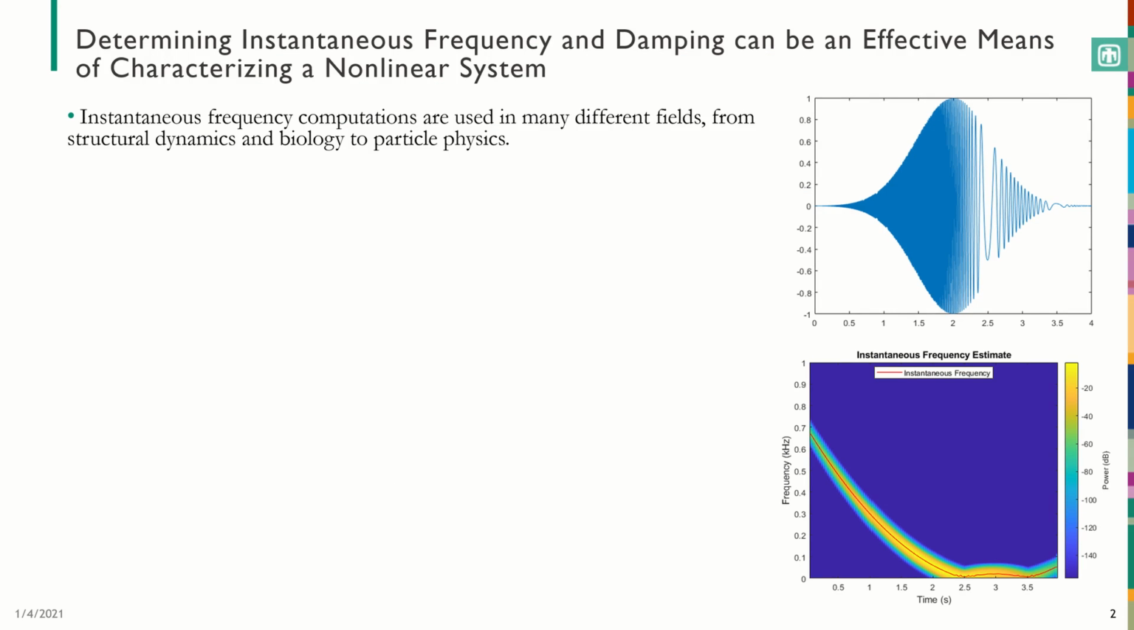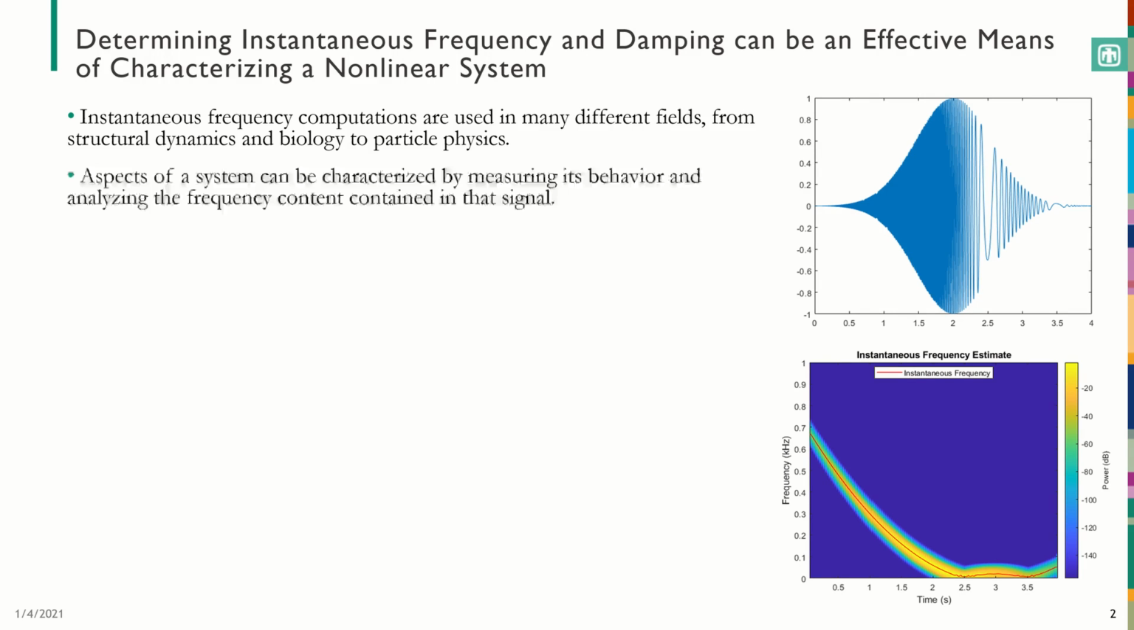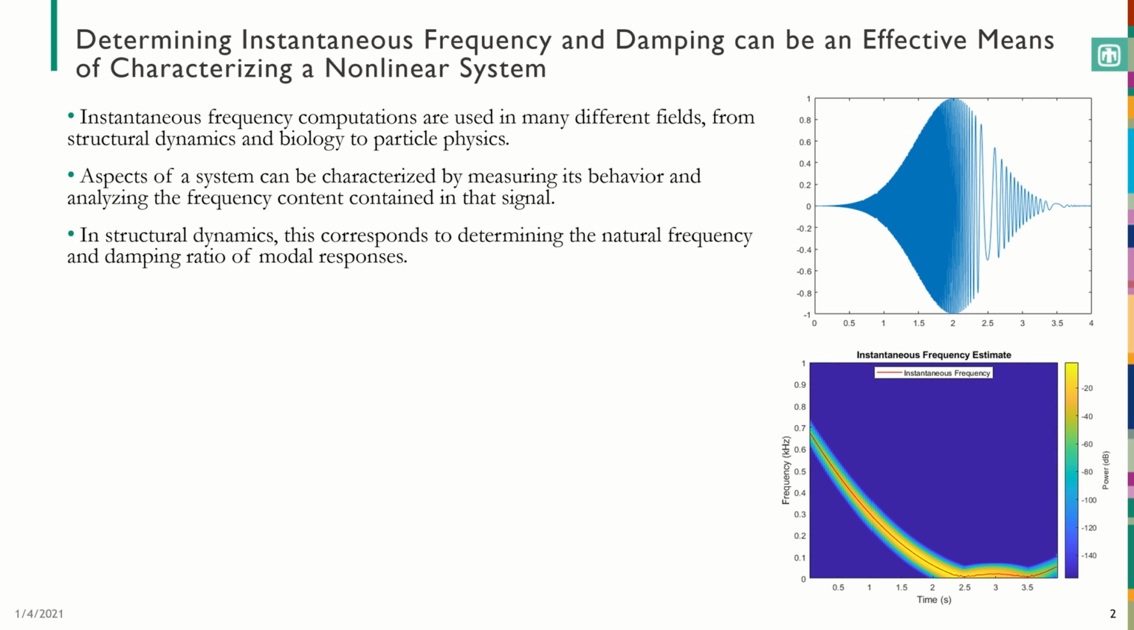So computing instantaneous frequency is a fairly common signal processing task in a lot of different fields. This is because you can typically characterize a lot of key aspects of a system by measuring its behavior and looking at the frequency content in that signal. In structural dynamics, this boils down to measuring a response with transducers and characterizing modal frequencies and damping ratios.